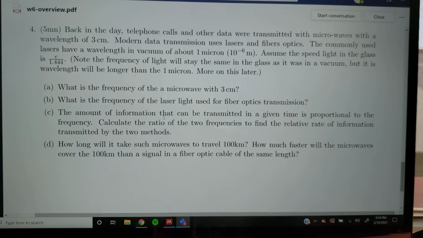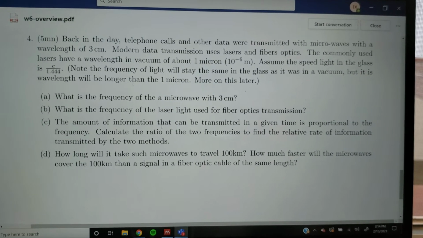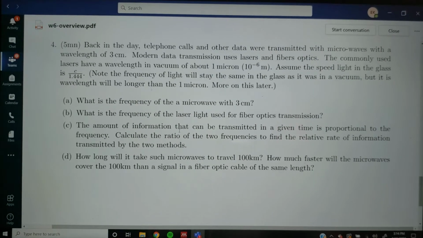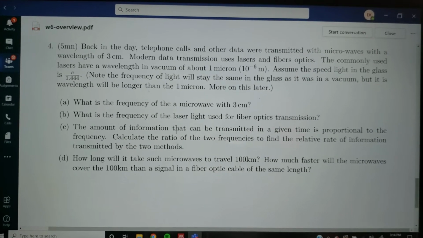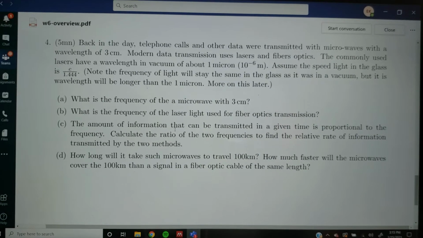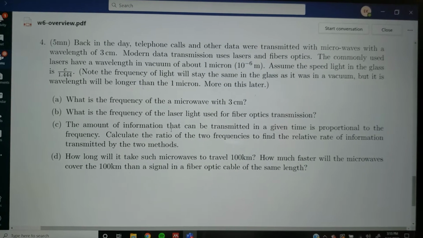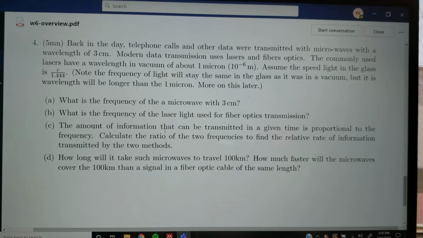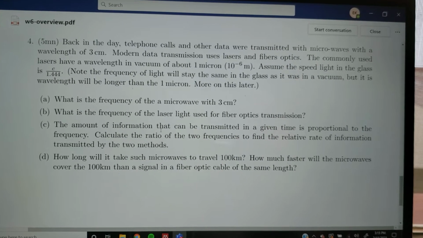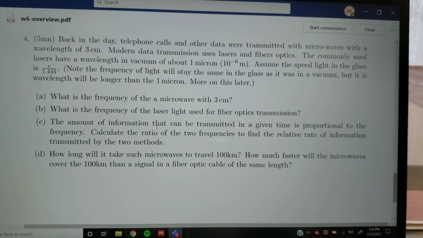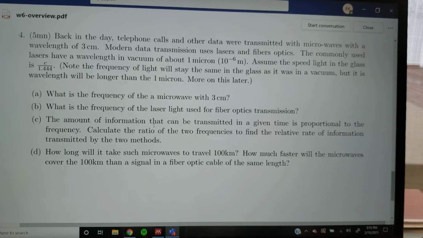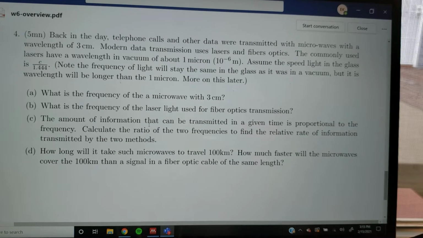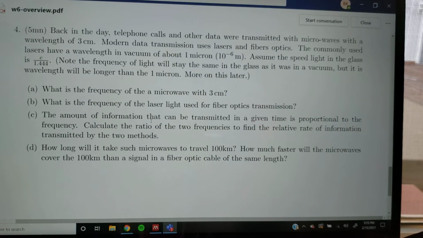Problem number 4 states, back in the day, telephone calls and other data were transmitted with microwaves with a wavelength of 3 centimeters. Modern data transmission uses lasers and fiber optics. The commonly used lasers have a wavelength in vacuum of about 1 micron, or 10 to the negative 6 meters, and assume the speed of light in the glass is the speed of light divided by 1.444. They want us to note the frequency of light will stay the same in the glass as it was in a vacuum, but its wavelength will be longer than the 1 micron.